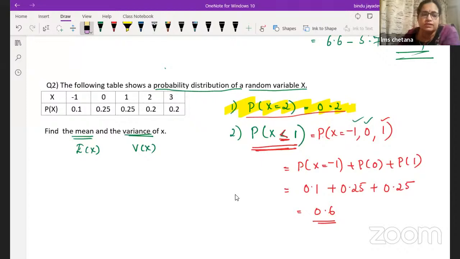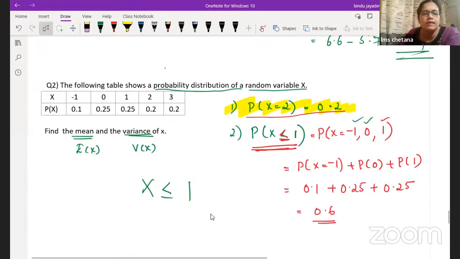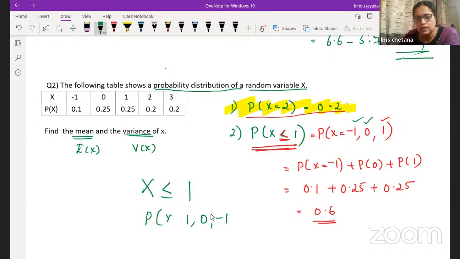But they can ask the question: probability of x less than or equal to 1. What are the x values? X values are less than or equal to 1. Now check it in your table. The table is -1, 0, 1, 2, 3, right? Which numbers are less than 1? 0 is there, -1 is there. So less than or equal to 1 means 1 will come, 0 will come and -1 will come. Correct? That means the probability of x equal to these three values.